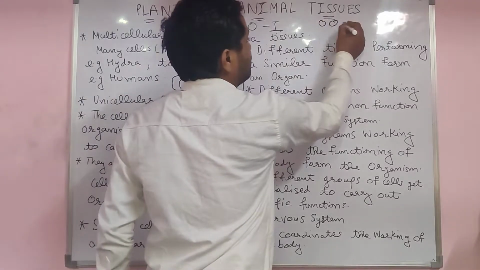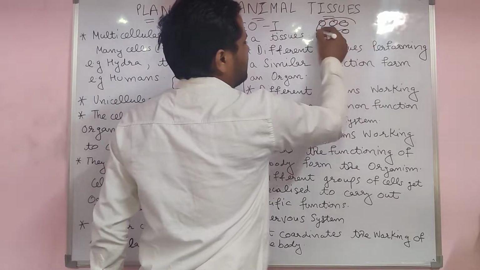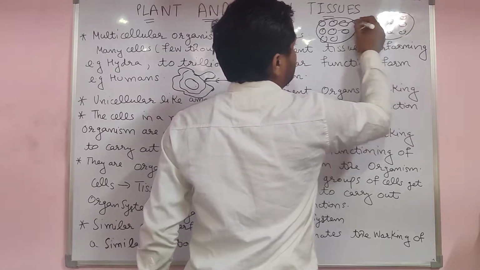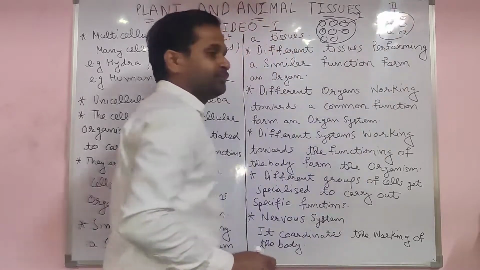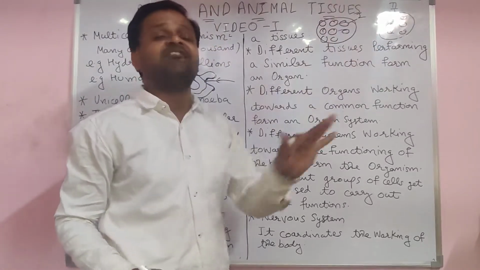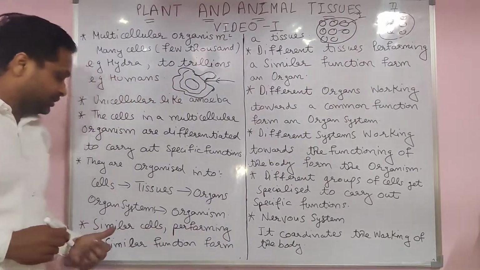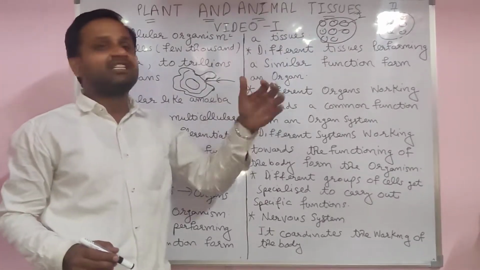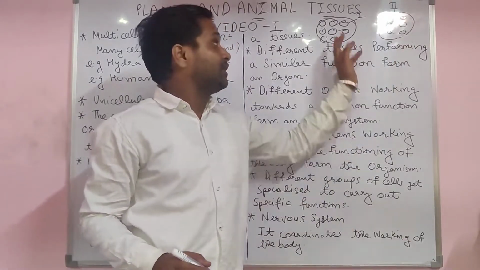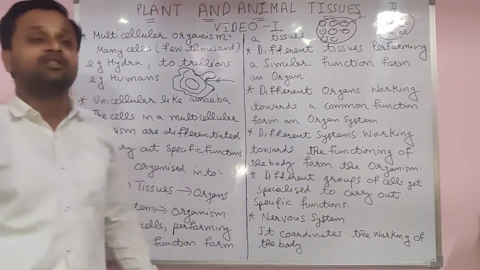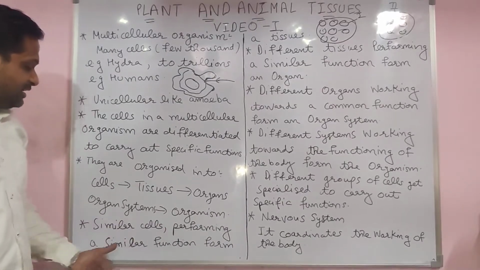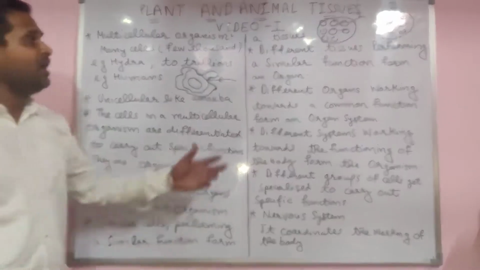For example, this group of cells is performing the same function. This other group of cells is also performing the same function. So this is the first tissue, this is the second tissue. Their functions are different, but these cells perform the same function, students. So see the line: similar cells. In this, the similar cells perform the same function only. In this also, similar cells perform the same function. But this and this cell are not performing the same function. This is a different tissue. A similar cell performing a similar function forms a tissue.